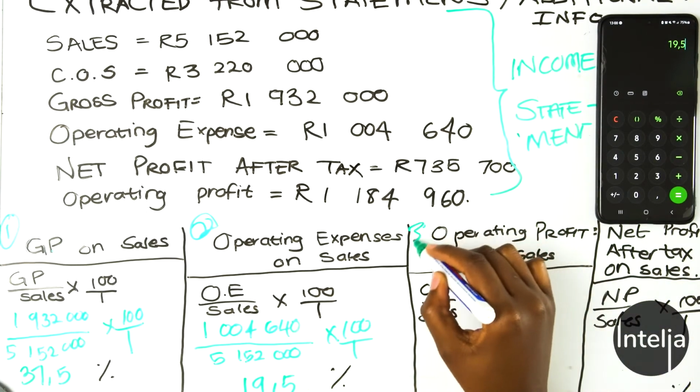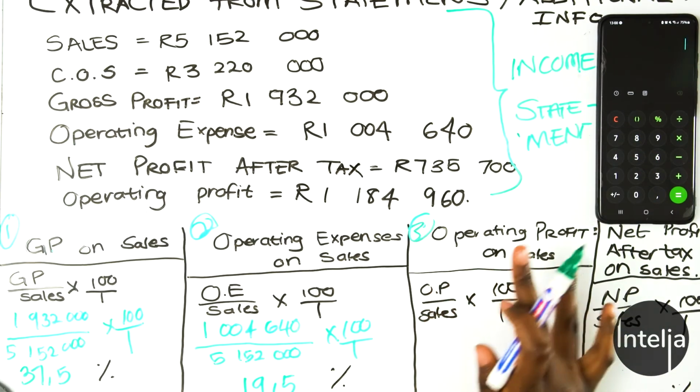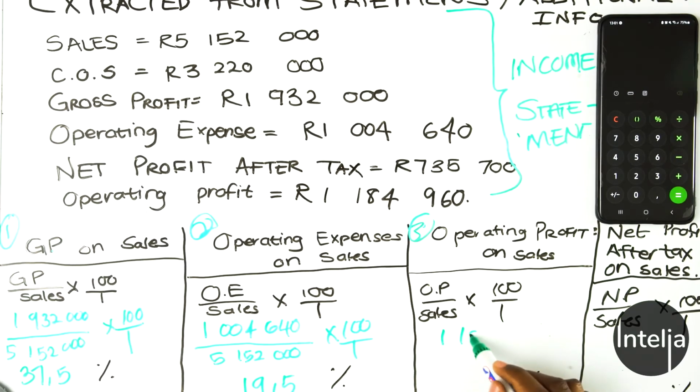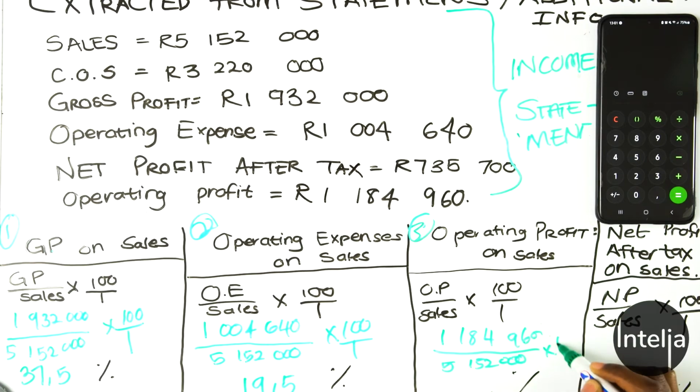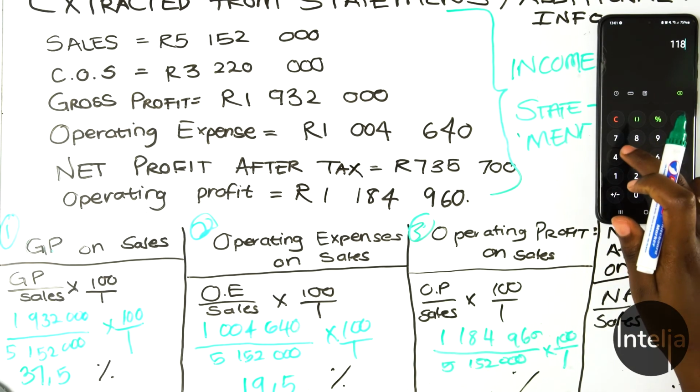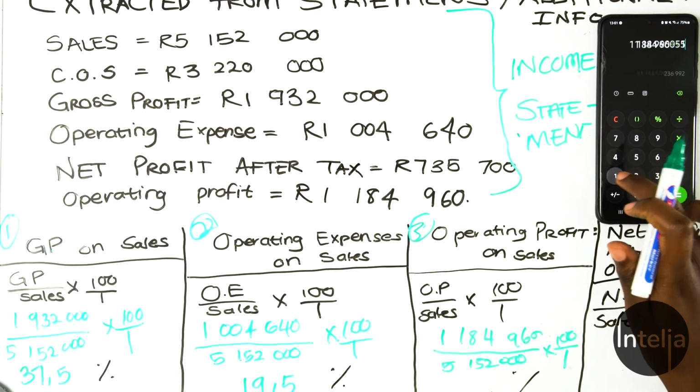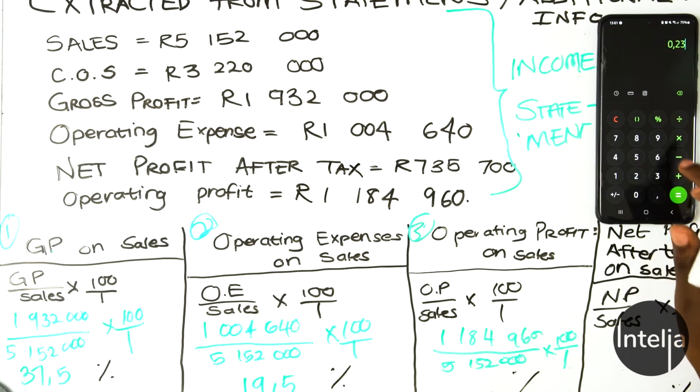Then our third question, after we clear our calculator, is operating profit on sales. Our operating profit is 1,184,960 divided by 5,152,000 multiplied by 100 over 1. We come here and we say 1,184,960 divided by 5,152,000 multiplied by 100. That's a straight 23%.